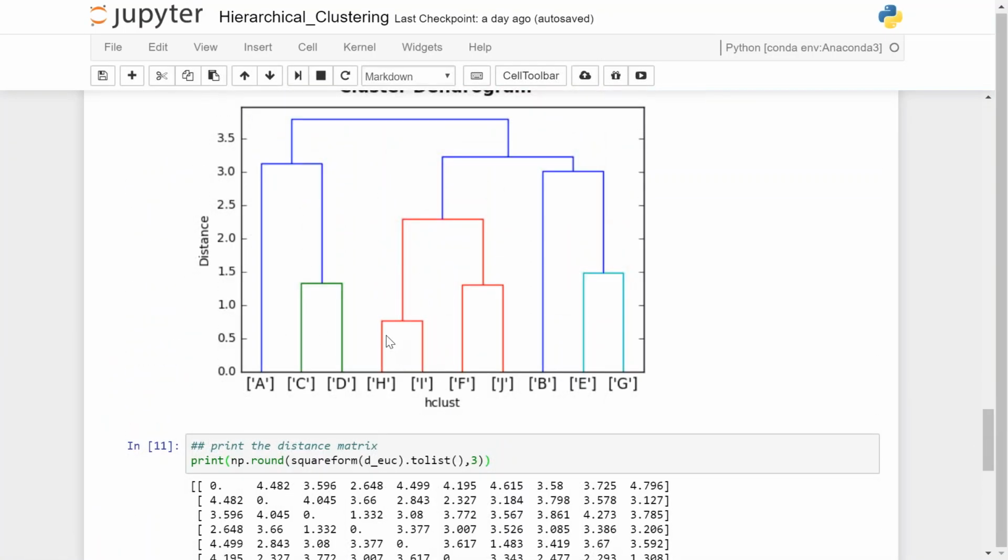it shows you first HI got merged, and if I can now neatly put a straight line here, it will not be that neat, but with the best of my effort, it will come somewhere here. So this y-axis is the distance, representing where the merge of the two clusters happened. Then the next merge was between F and J. And once again, if I put a line here, F and J would be somewhere here, and then this C and D and so forth.